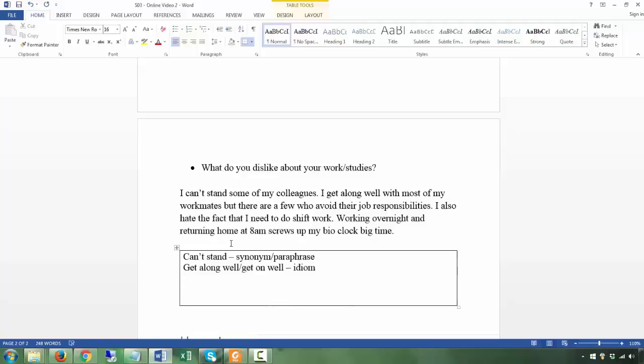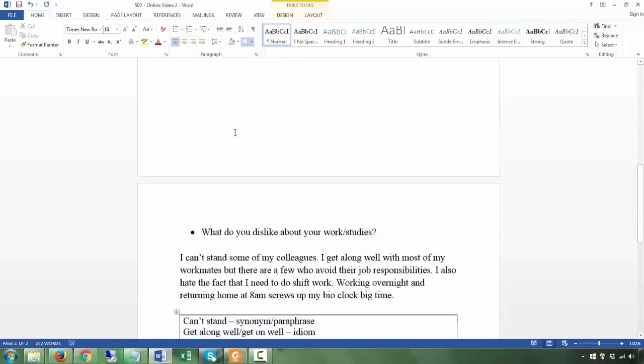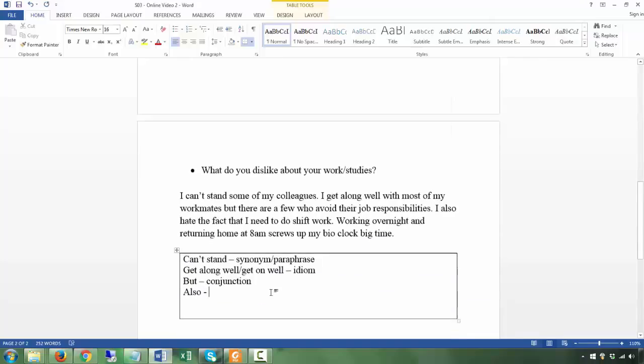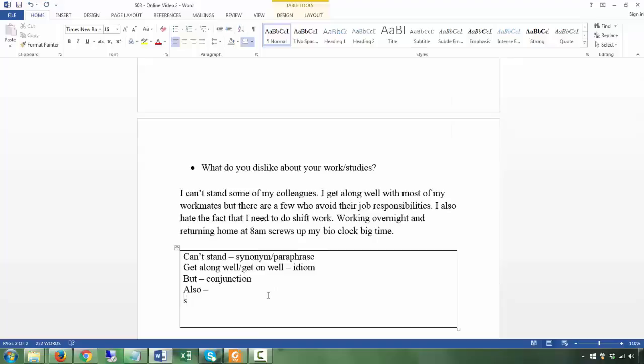Then you have the but, which is a conjunction. These are very basic conjunctions to make your sentence a bit more complex. I also, another cohesive device. Basically you are talking about the second point, and also gives an additional point. Hate the fact. Okay, remember, just like just now above, we don't say I like that. You don't say I hate that, but I hate the fact that I need to do shift work. Okay, shift work is good. Shift work could be an uncommon vocabulary, a phrase that is very relevant to work.